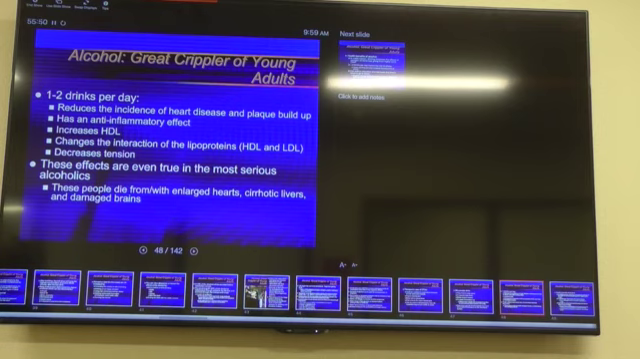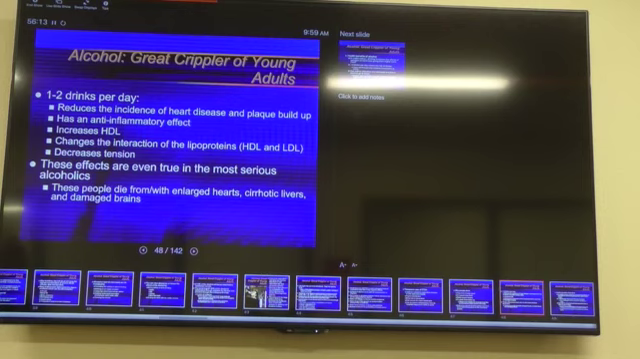It increases your good cholesterol, your HDL. It changes the interaction of the lipoproteins, the HDL and the LDL. So it's good for you. It will keep you from having blood clots or blockages in your circulatory system. It decreases tension, of course. I mean, that's what it's for.